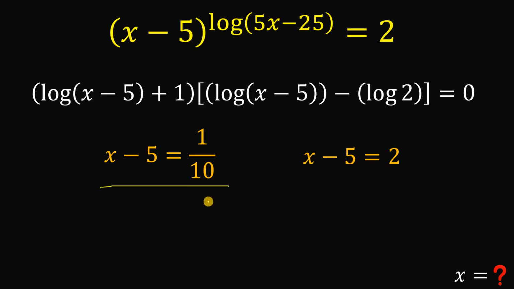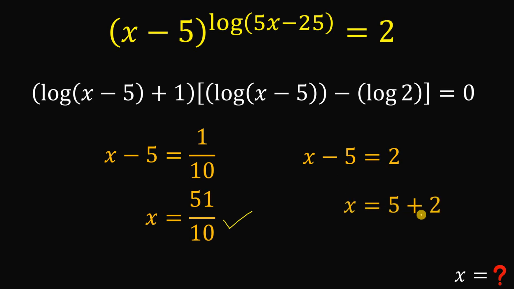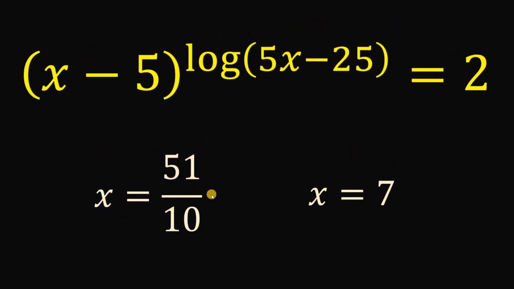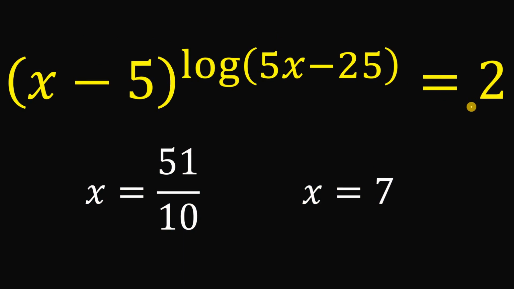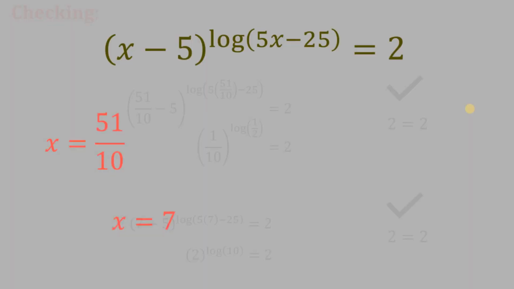In the first case, let's add 5 on both sides. 5 plus 1 over 10 gives 51 over 10, and that is the first value of x. How about the second case? Add 5 on both sides. 5 plus 2 is simply 7. And that is the second value of x that satisfies this equation. Now, of course, we need to check that these two values really satisfy our equation, so let's do the checking.